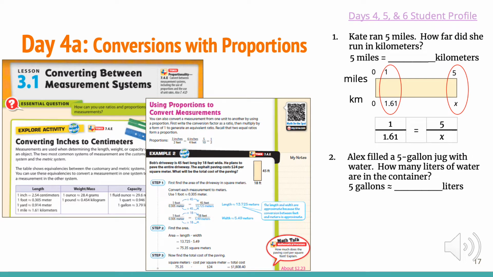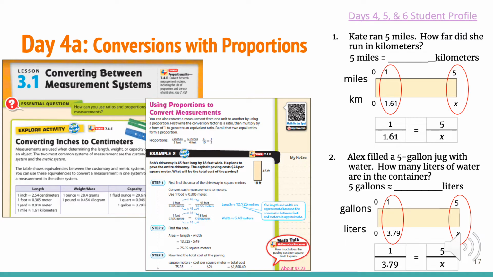Let's look at the second example, where Alex filled a 5-gallon jug. In this case, we would have gallons on top, liters on the bottom, or that could even be flipped. If somebody put liters on top and gallons on the bottom, then your proportions would just be inverted. So your ratios, proportions from there, would be 1 over 3.79 equals 5 over x. And again, then using cross products to solve.